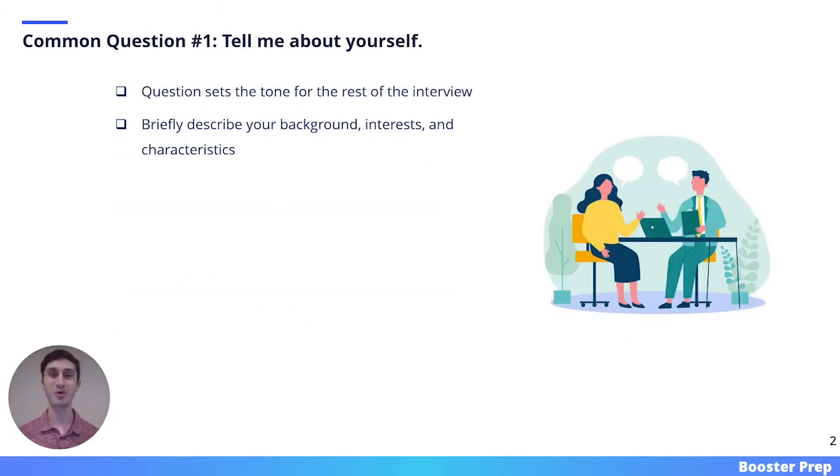Here we have the number one most common question across all interviews. Tell me about yourself. This question sets the tone for the rest of the interview, and it serves as an opportunity for you to briefly describe your background, your interests, and your characteristics. There are 3 essentials when responding to this question.